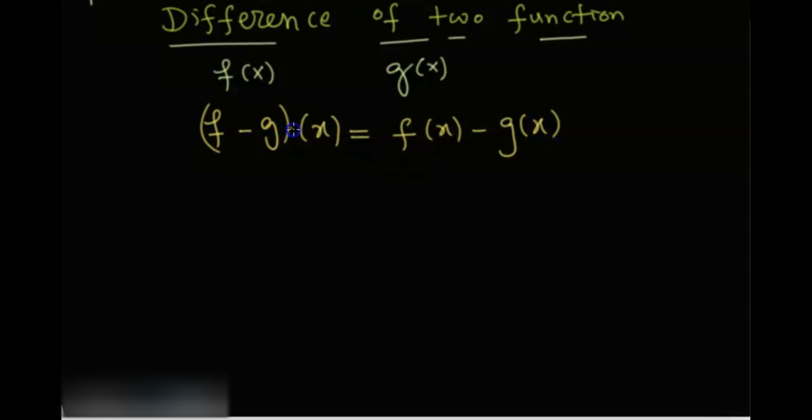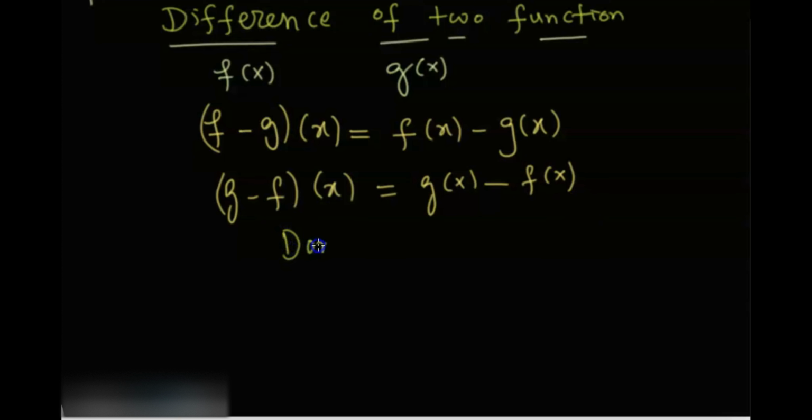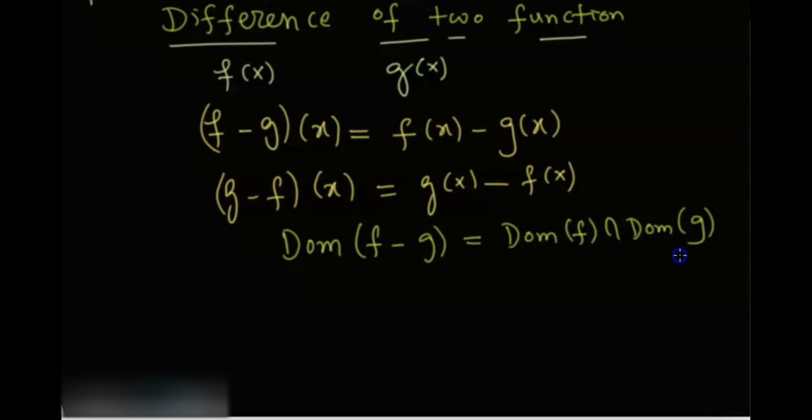Don't forget that if you want to define g minus f, then the result is the difference, and this will be g of x minus f of x. And the domain has the same structure as we had in the previous sum case. So the domain of f minus g or g minus f is equal to the domain of f function intersection with the domain of g function. Let's get started with an example.